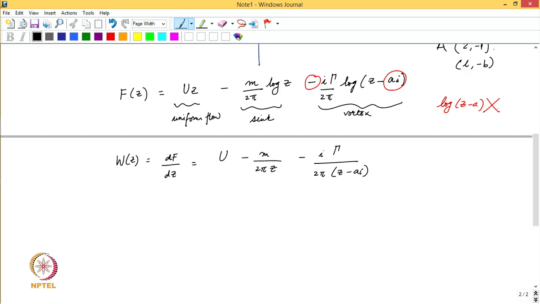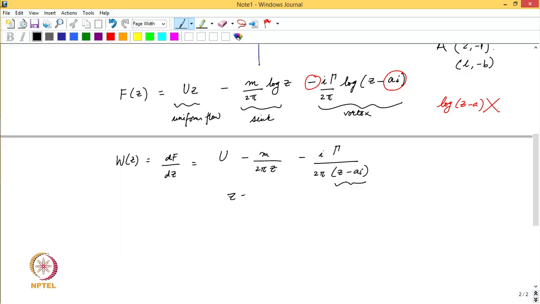There are various ways to go from here. What we have been doing till now is to exploit cylindrical coordinates. Let me show you how we can do this using Cartesian coordinates. The reason I would rely on Cartesian coordinates is that I have this z minus a i. Even if I put z to be r e to the i theta, it would be difficult to simplify that part. It can be done, but it would be slightly challenging.